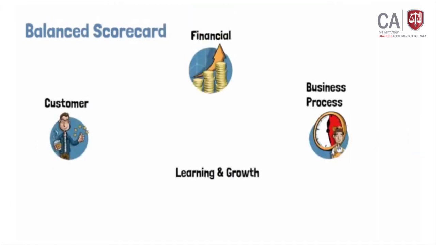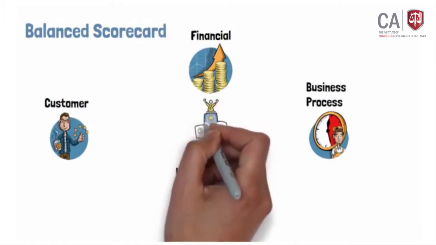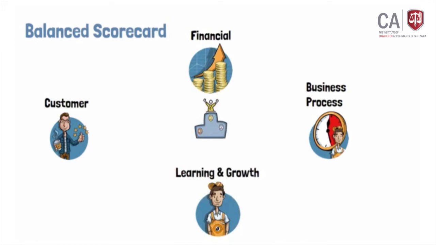First, we draw the four dimensions. In the center, we write the vision or mission of the company. Say you run a coffee shop company and your goal is to become the best coffee shop in your city by serving delicious coffee and providing excellent service. Then we can start defining measures for each of the four dimensions.